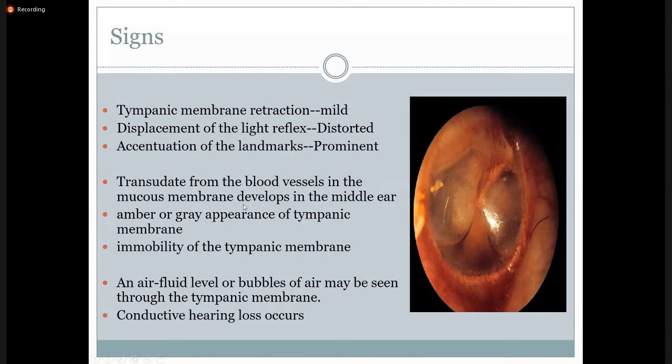The blood vessels in the mucous membrane in the middle ear produce transudate, which is responsible for collection of fluid in the middle ear. On otoscopy, the tympanic membrane may appear amber-colored or gray. The tympanic membrane would be immobile because of the fluid collecting behind it in the middle ear. An air-fluid level or bubbles of air may be seen through the tympanic membrane because of the ongoing fluid collection process in the middle ear cavity, and conductive type of hearing impairment can happen.